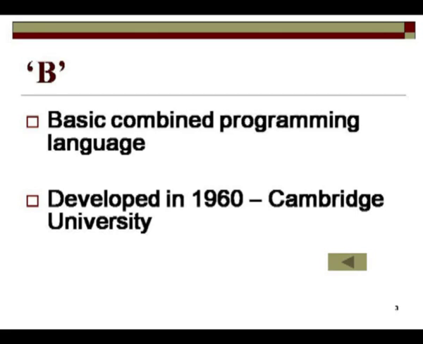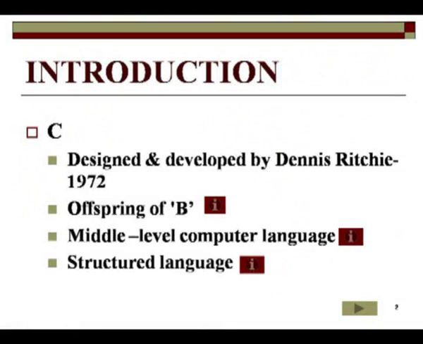Now, let's look at the basic features that were developed in B. B was developed in 1960 at the University of Cambridge, mainly to overcome the defects that were there in the basic combined programming language. Both these languages were not capable of handling the software defects, the applications that were existing at that time. So there was a need to develop a more powerful language that could handle these software problems. That led to the development of this language C.